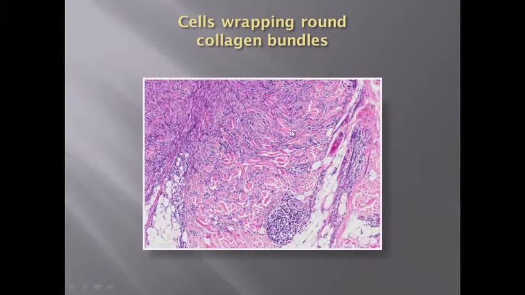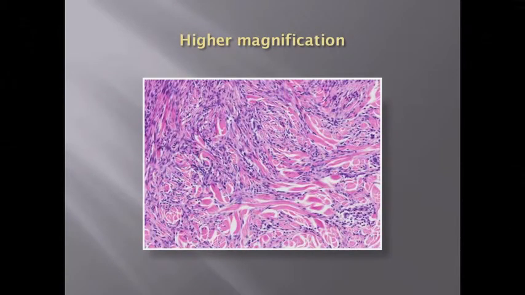And when you go closer, this is how it looks. There are some lymphocytes scattered around, and these cells are small, short, spindly or stellate-looking cells, and they have this tendency of wrapping around collagen bundles. You can see the nice pink collagen bundles here, and they wrap around the collagen bundles, and also they tend to get down to the subcutaneous fat. Higher magnification again shows the cells are very bland, uniform, short, spindly, and they tend to wrap around the collagen bundles.